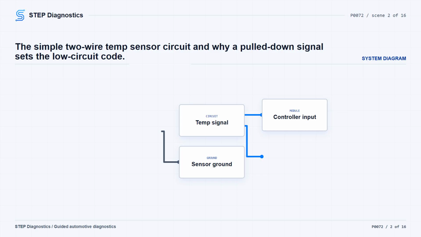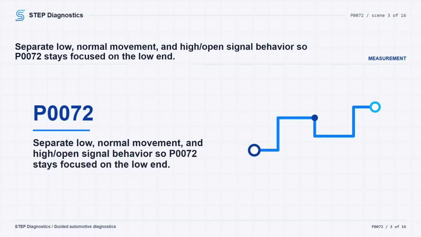Temperature sensors are typically variable resistors that work as normal two-wire 5.0-volt sensors, so we are going to prove the circuit response before replacing anything. If other codes are present, check what they mean first, but keep this episode focused on the circuit low fault. Before testing, understand what the controller is looking for.